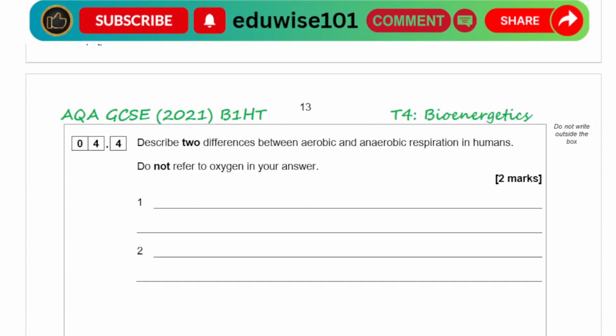Describe two differences between aerobic and anaerobic respiration in humans. Well, anaerobic respiration produces lactic acid. Aerobic does not.